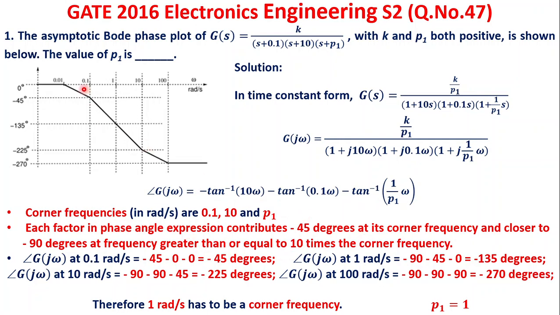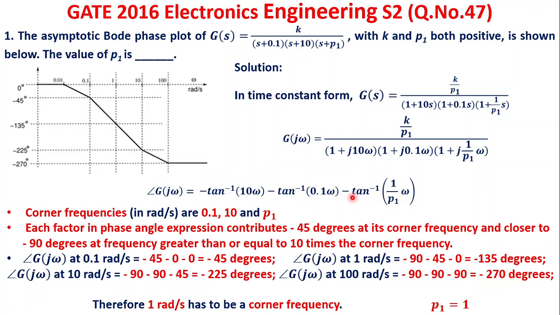Now they have given at 0.01 the phase angle 0 degree, because at 0.01 no factor is contributing an appreciable angle, since at 10 times less than the corner frequency the phase angle is almost 0 degree. That is why all these factors will contribute only 0 degree. Okay, so at 0.1 it is minus 45 degree, that means 0.1 is the corner frequency of this factor. Therefore, this alone contributes. These two do not contribute.